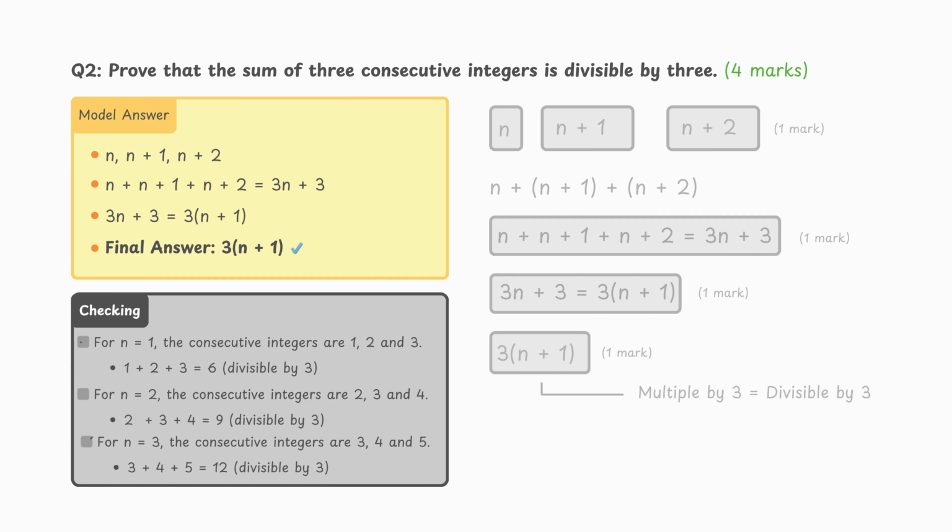So remember the full structure. Represent the numbers, form the expression, simplify, factorize, and then conclude. That is how we turn a pattern into a proof.